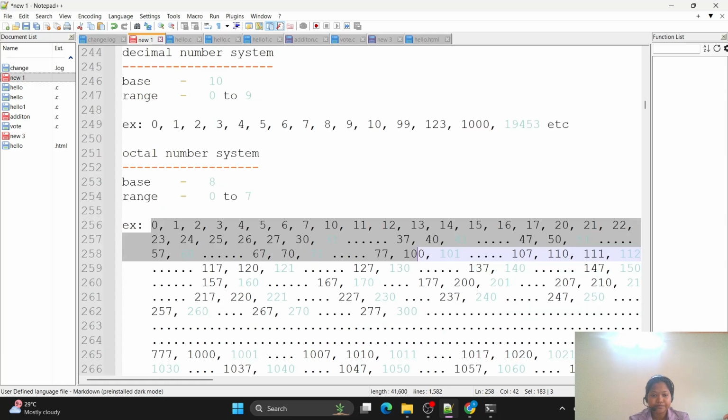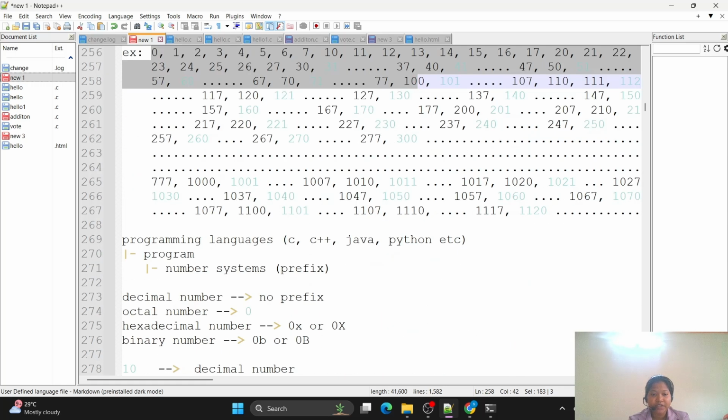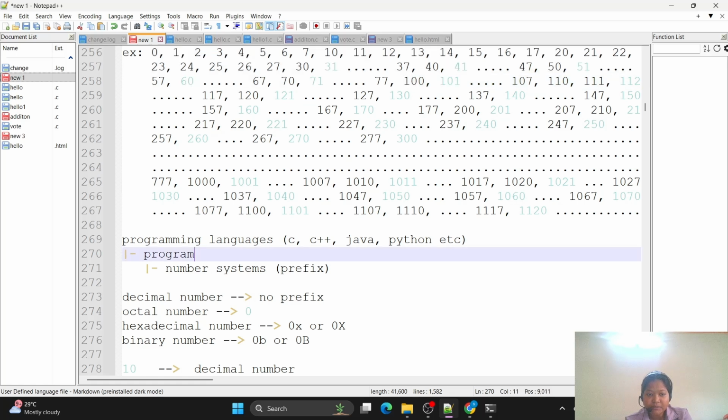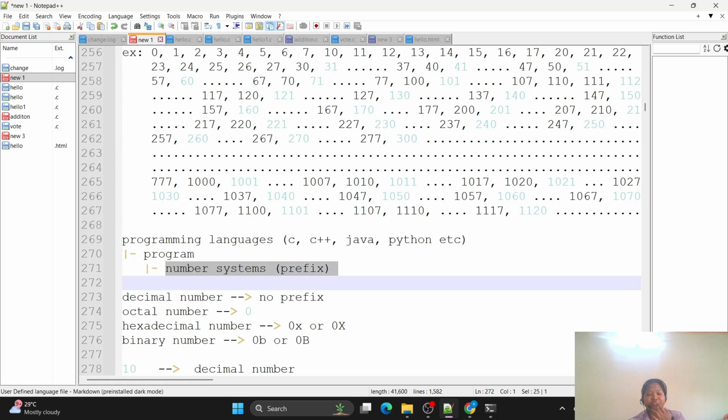Then programming language. Like C, C++, Java, Python, these are programming languages. Here we write the programs and here we use the number system. So we use a prefix here before writing the number.